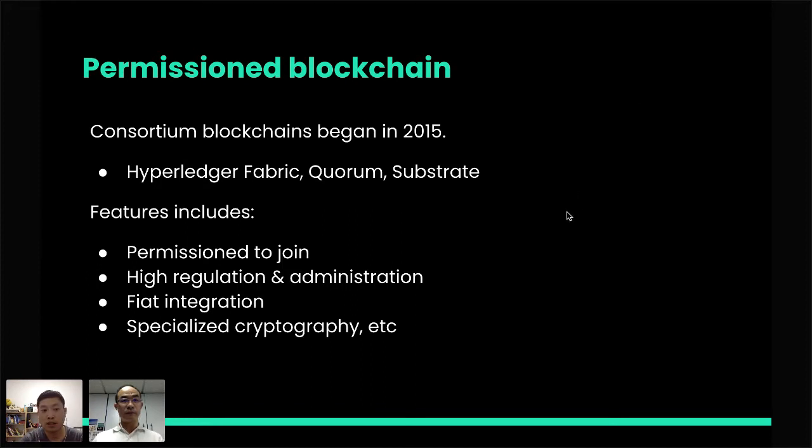Sometimes the consortium blockchain is used to facilitate the existing business model. If there's an easy way to integrate with the fiat, it can enable a better user experience and facilitate your existing business better.